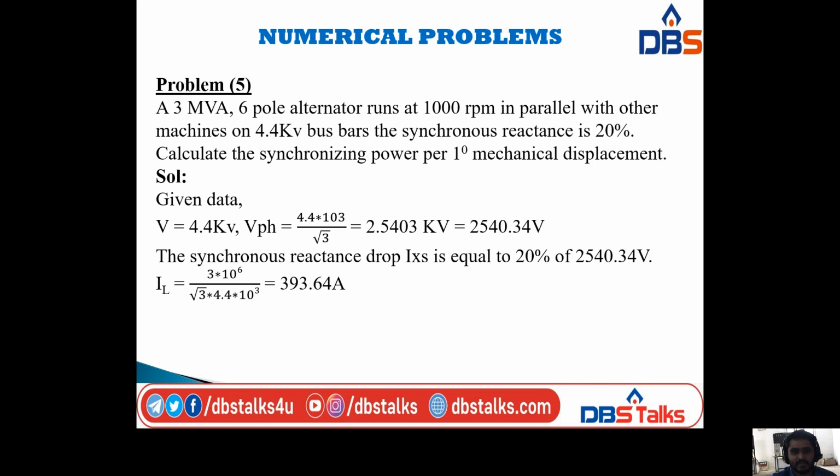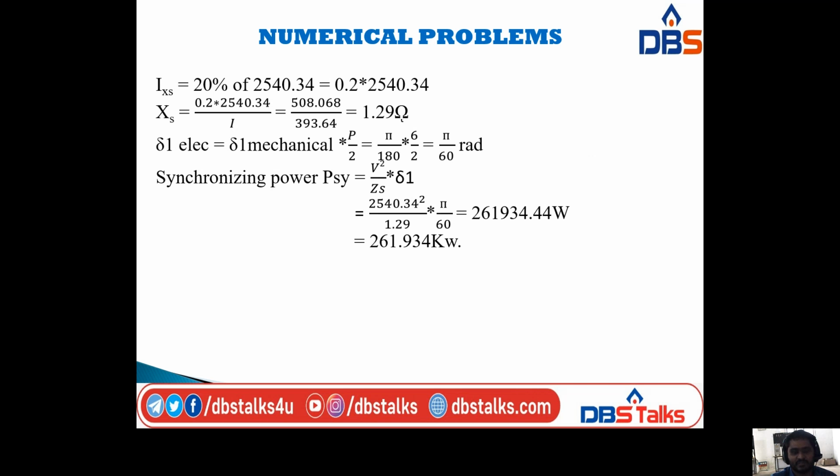Next, in the problem they have already given the synchronous reactance drop, which is equal to 20% of the voltage, that is 20% of 2540.34. 20 by 100 means 0.2, so I Xs is equal to 0.2 into 2540.34. From this we derive Xs is equal to 0.2 into 2540.34 divided by I. After simplifying, we have 508.068 divided by I, that is 393.64, and finally we have the synchronous reactance value, that is 1.29 ohms.